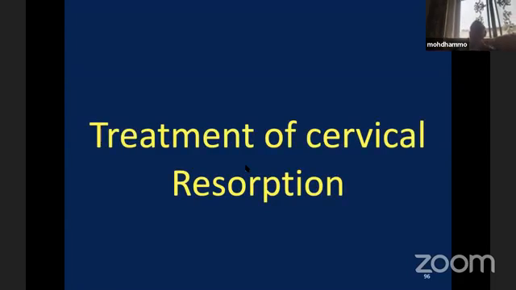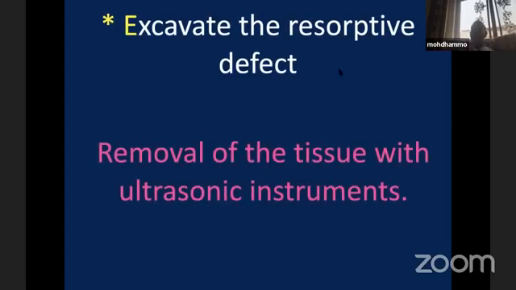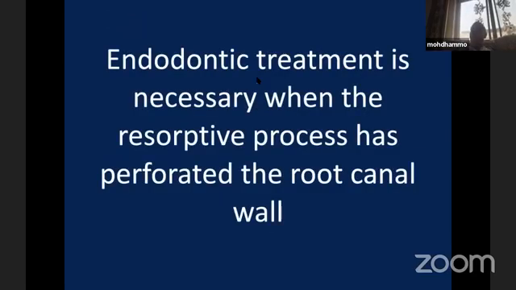Now, what is the treatment of cervical resorption? First, what are the objectives of the treatment? The objectives are, first, to remove the resorptive defect. We have to remove all of the granulation tissue, and I like to use the ultrasonic scaler to remove it. Then I will go to endodontic treatment, which is necessary when the resorptive process has perforated the root canal wall. So if it affected the root canal space, I have to make root canal treatment.